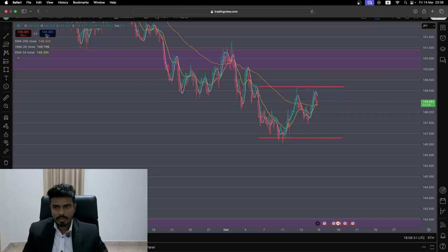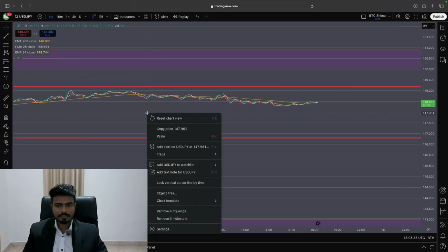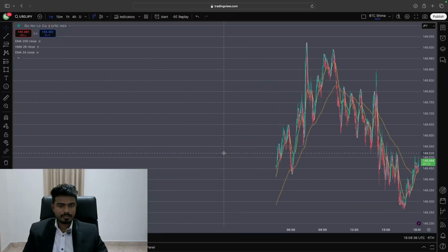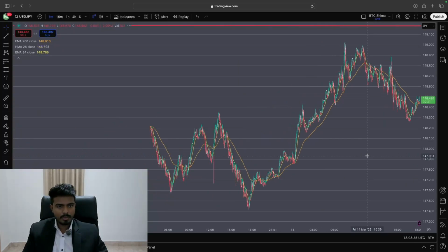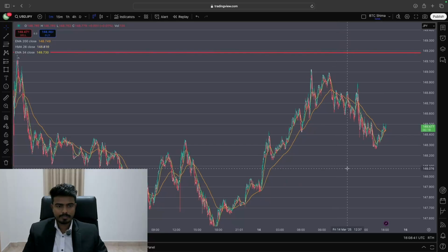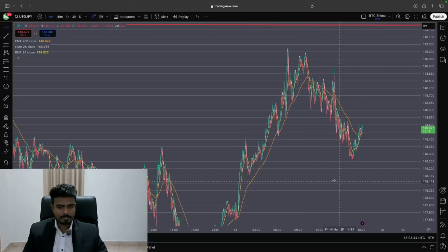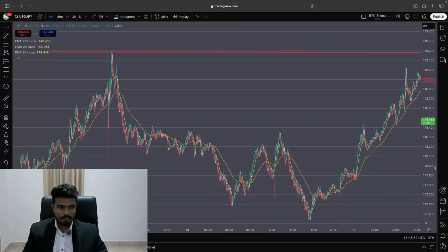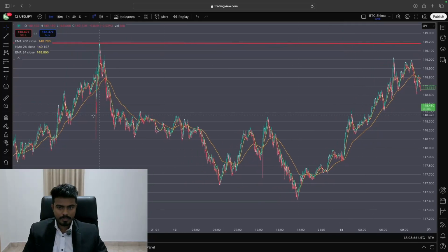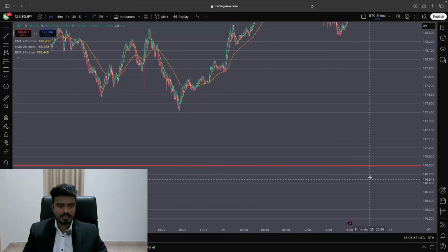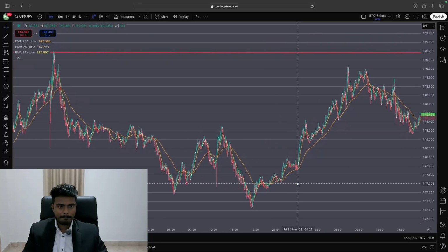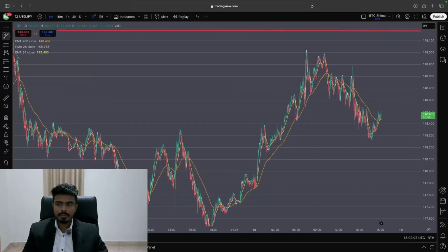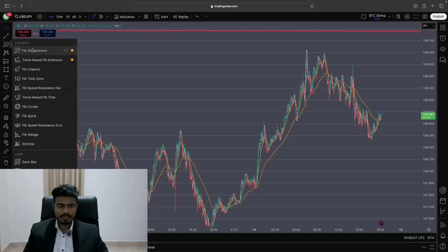Okay, it's 1 hour. So let's move to the 1 minute one. As you can see, this is a very good support one. Resistance one. If it breaks, it will come to these lines. So here I'm going to use Fibonacci retracements. It means this one, Fib retracements.